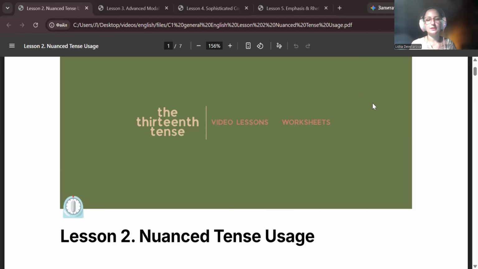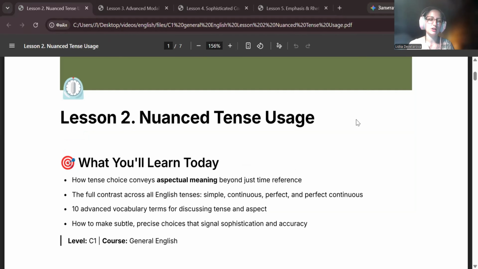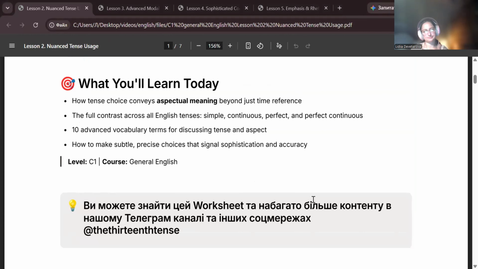And today we're talking about nuanced tense usage. What exactly are you going to learn today? How tense choice conveys a subtle meaning beyond just time reference. The full contrast across all English tenses: simple, continuous, perfect, perfect continuous. 10 advanced vocabulary terms for discussing tense and aspect. How to make subtle, precise choices that signal sophistication and accuracy.